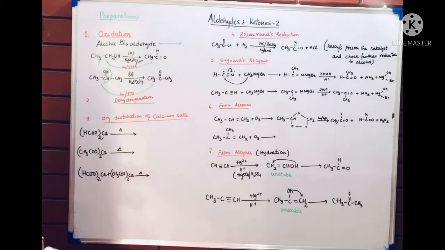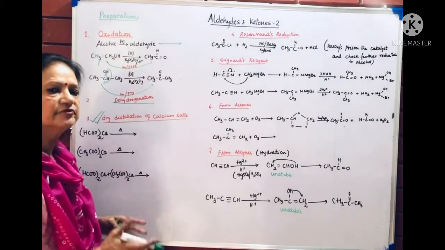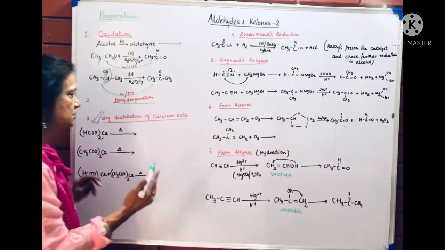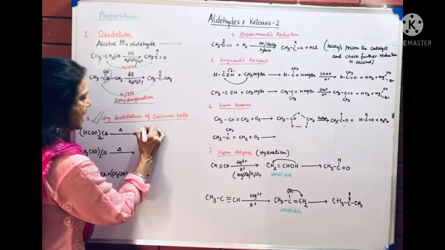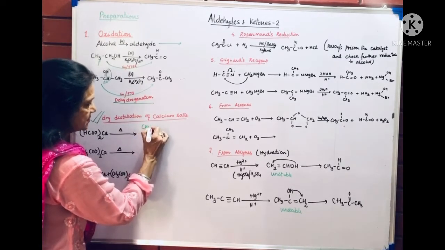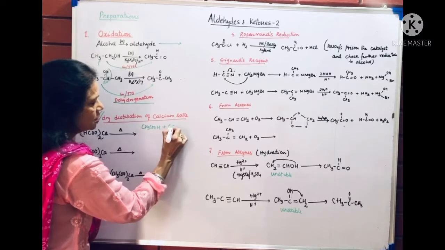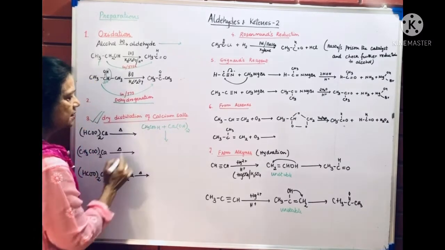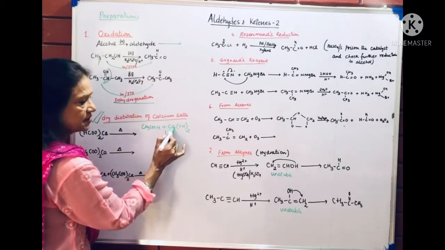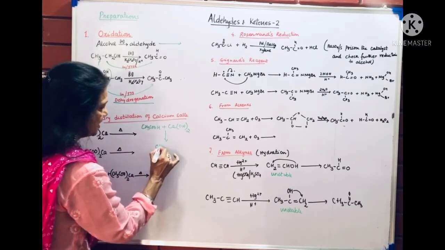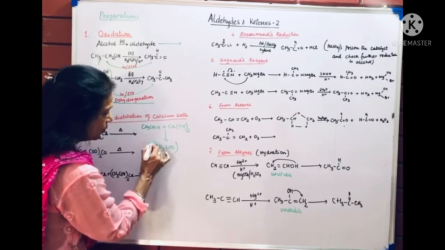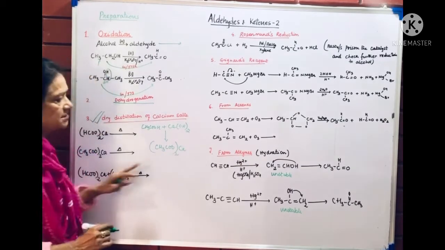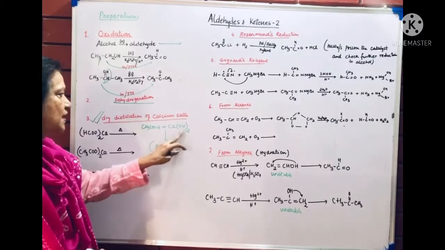The next important one is dry distillation of calcium salts. Calcium salts means I am making a salt of calcium with an acid. Acid-base reaction gives you a salt. Supposing my acid is acetic acid, and I take a base, calcium hydroxide, I'll get a salt, (CH3COO)2Ca plus water, because calcium's valency is 2.